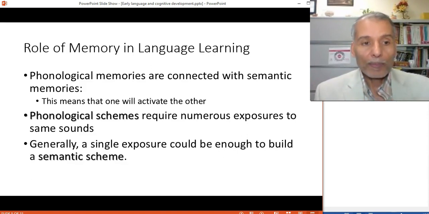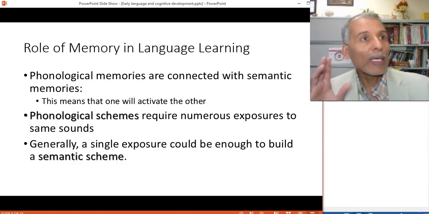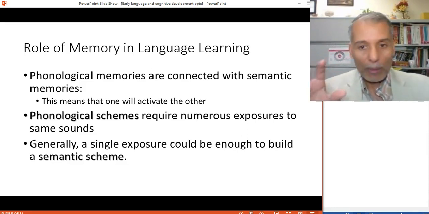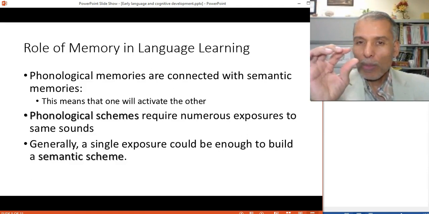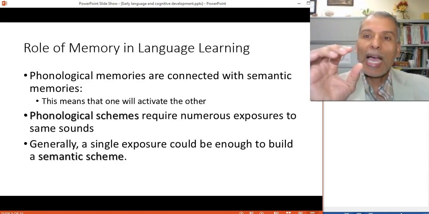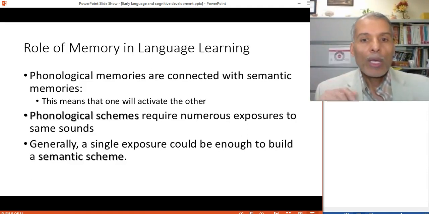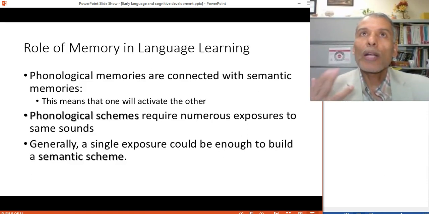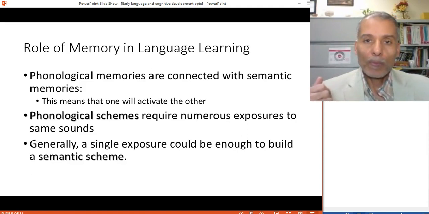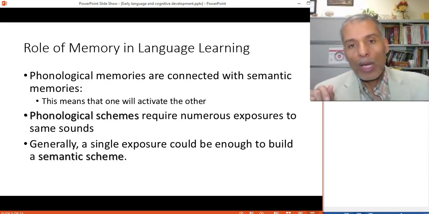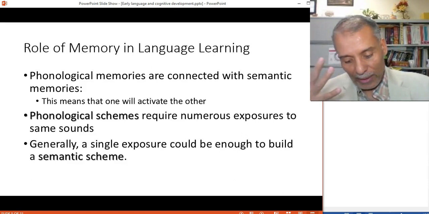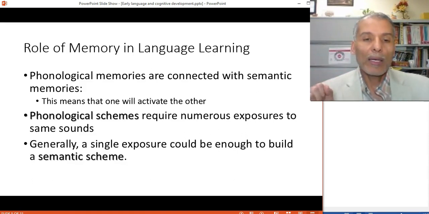They are connected. A phonological scheme, to actually be able to make an impression in memory, just one exposure, say cat, you hear it once. To form that so that you can recognize it, for it to become a solid scheme or schema, you require numerous exposures to the sound, like hundreds of times, until you kind of get it and confidently you can own it.